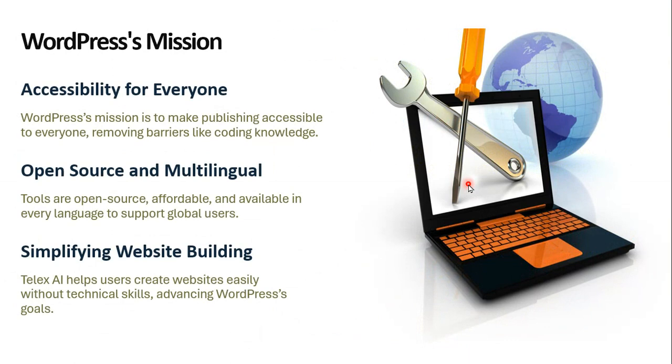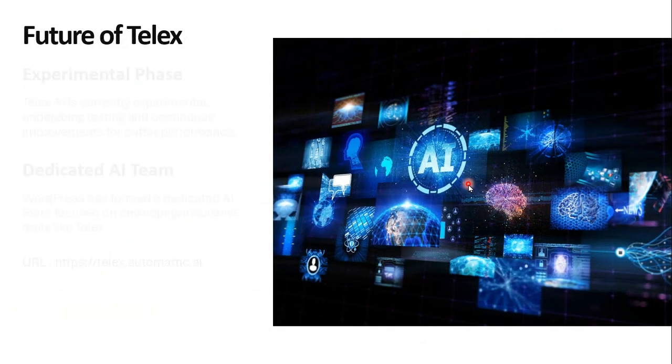So the mission, WordPress is on a mission that WordPress wants websites to be accessible to everyone without a barrier like coding. And as you might be aware, it supports multiple languages and it is also open source, right? So Telex AI helps users create websites easily without technical skills, and that's the goal, right?